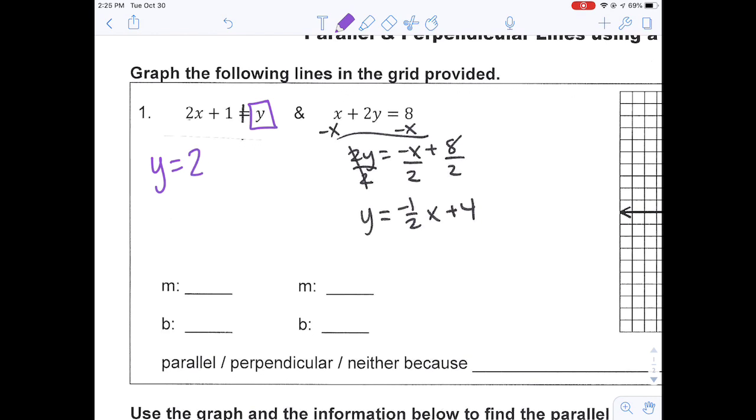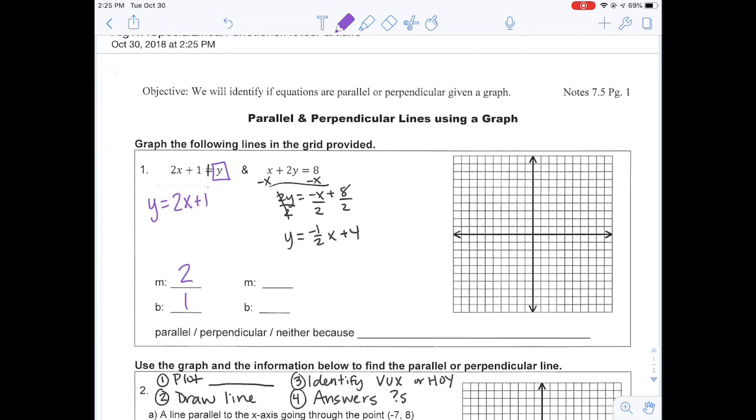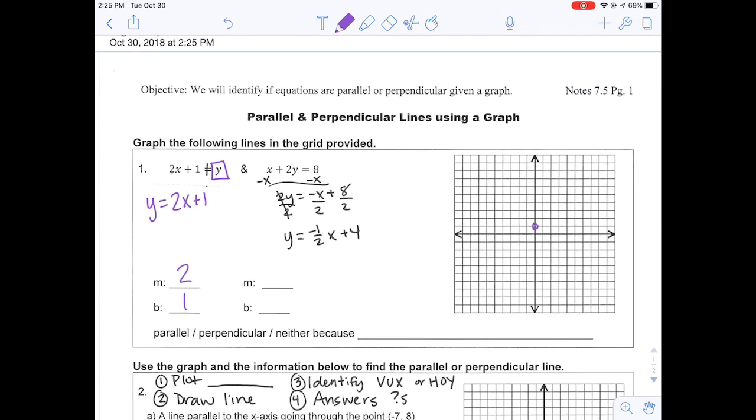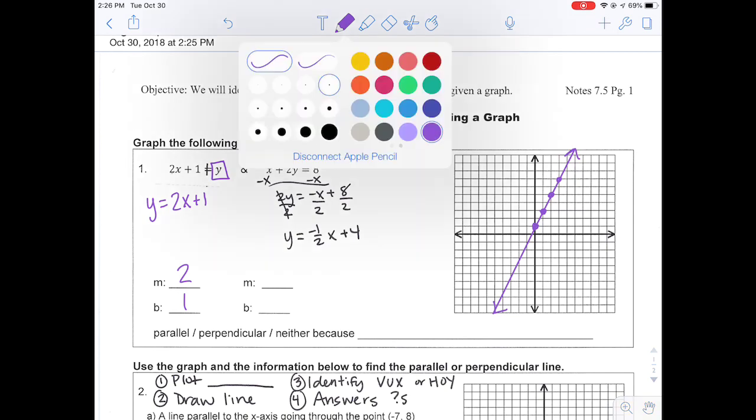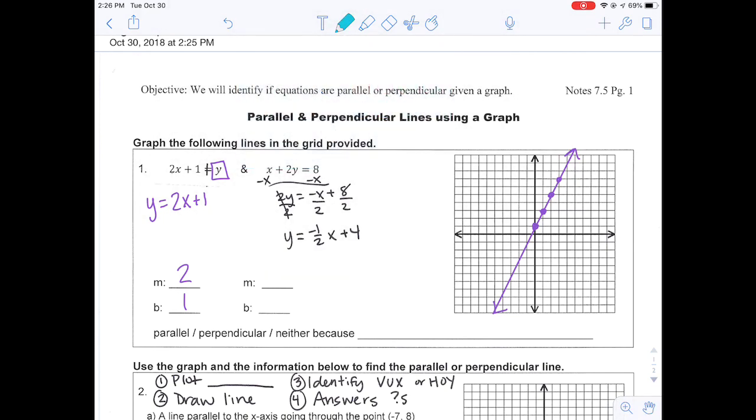If you feel more comfortable, you can rearrange this where y is on the left and 2x plus 1 is on the right. So my slope, my m value, is 2 and b is 1. So I'm going to start up at 1 and I'm going to go up 2, right 1, up 2, right 1, up 2, right 1 a couple of times to get my line. And draw my line very clearly because I need to see if these are parallel, perpendicular, or neither based on my slope and my drawing.